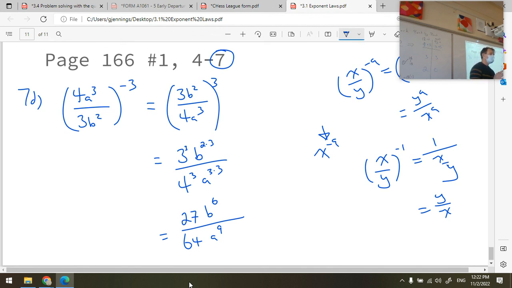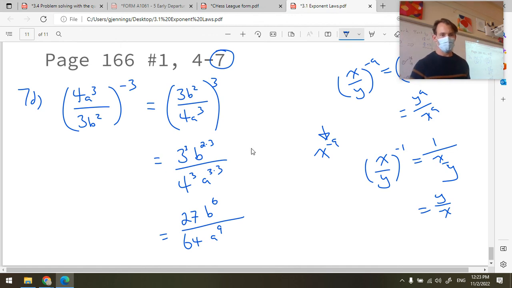You're never raising an exponent to an exponent unless you're doing towers of numbers. Those are called heavenly numbers. They get big fast. And they don't show up in our curriculum. So you're never raising an exponent to an exponent in our curriculum. But you can do that.